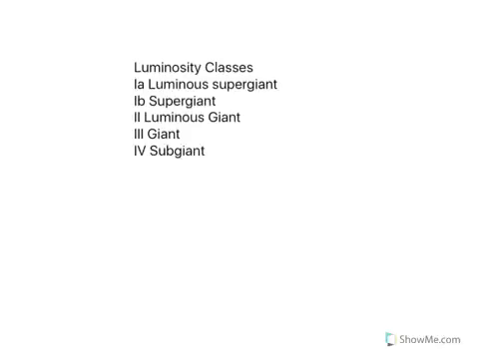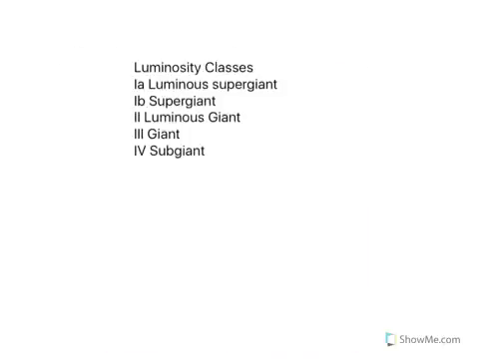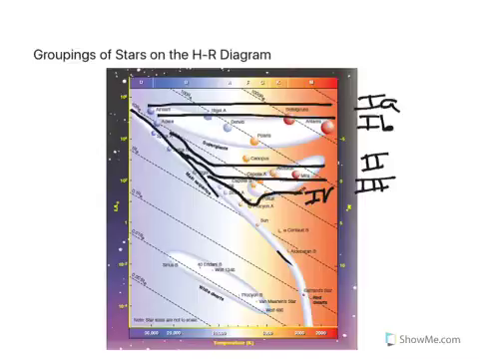Luminosity class Roman numeral 4 is a subgiant. And remember, the subgiants appear between the main sequence and the giant stars. And this is the location of the subgiants. Roman numeral 5 is the main sequence of stars. And as we had discussed before, that would be everything along the main sequence. That would be luminosity class 5. So these luminosity classes give you a general idea of the comparison of the luminosities of the different types or groupings of stars on the HR diagram.